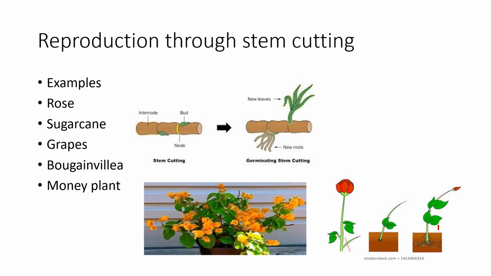Then this is sugarcane. Here, if you can see, these lines are actually representing the nodes from which new shoots start growing. The roots have started growing from the nodes. This is how we can grow plants from one sugarcane. We make 3-4 stem cuttings, and if we put them in the soil, we'll get 3-4 new sugarcane plants. The same is the case with bougainvillea. And you have already seen about grapes.